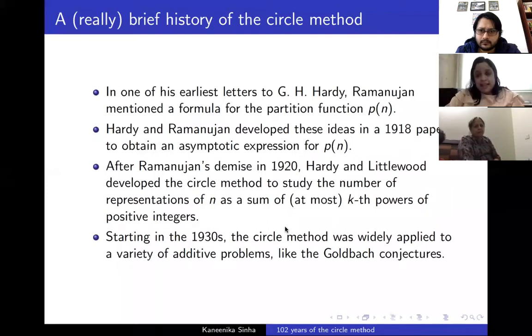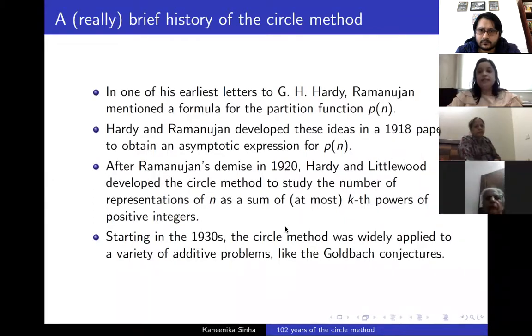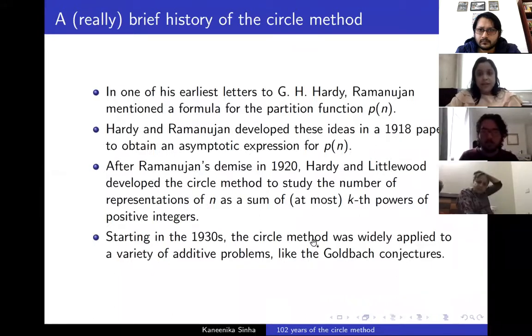And starting in the 1930s, the circle method was widely applied to a variety of additive problems, particularly the Goldbach conjectures. Now I'm not going to talk about these things in linear order. We'll first start with the Goldbach conjecture and use it as a template to understand how additive problems in number theory can be stated.